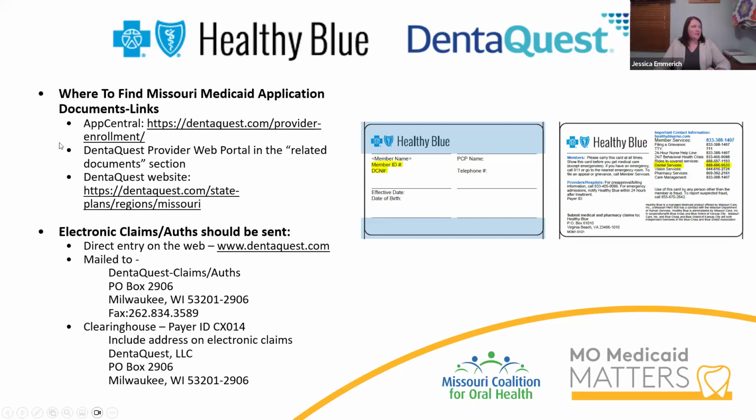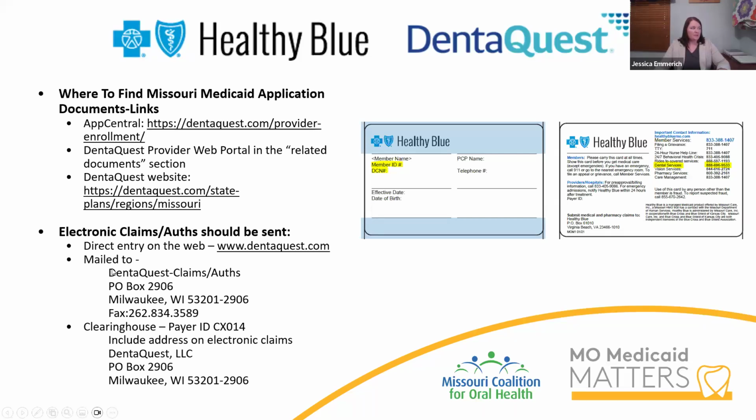So DentaQuest has 3 different places you can find their application. App Central, you can do your application there, in their provider portal or on their website. You'll get a copy of these slides, so you will have links. You'll be able to go to those sites directly. All the claims and prior authorizations for DentaQuest are submitted online through their portal. So you can do that directly on their website. They'll set you up with a portal. Once you have credentialed with them with the username and password, you'll be able to verify eligibility, submit claims, prior authorizations, all through their portal.